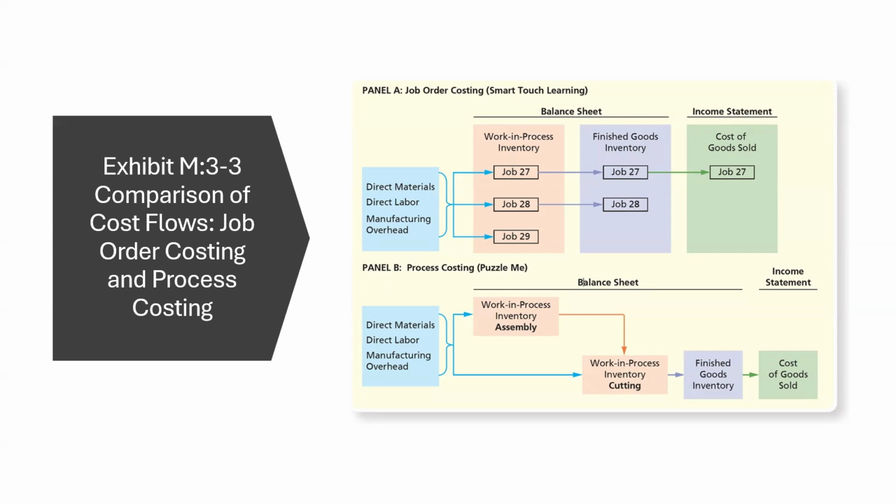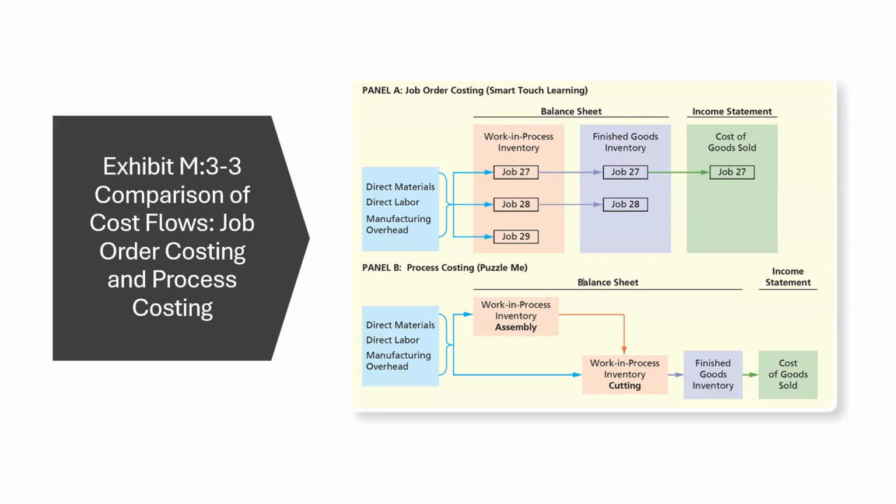Now, this is for the balance sheet. And to your right, you see the income statement. And on the income statement, job 27 is recorded in the cost of goods sold.